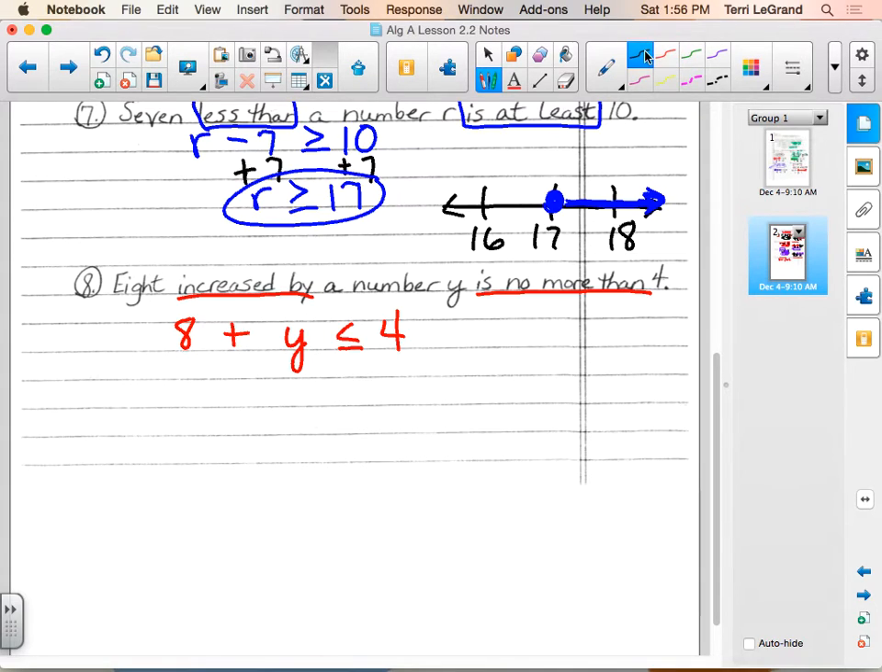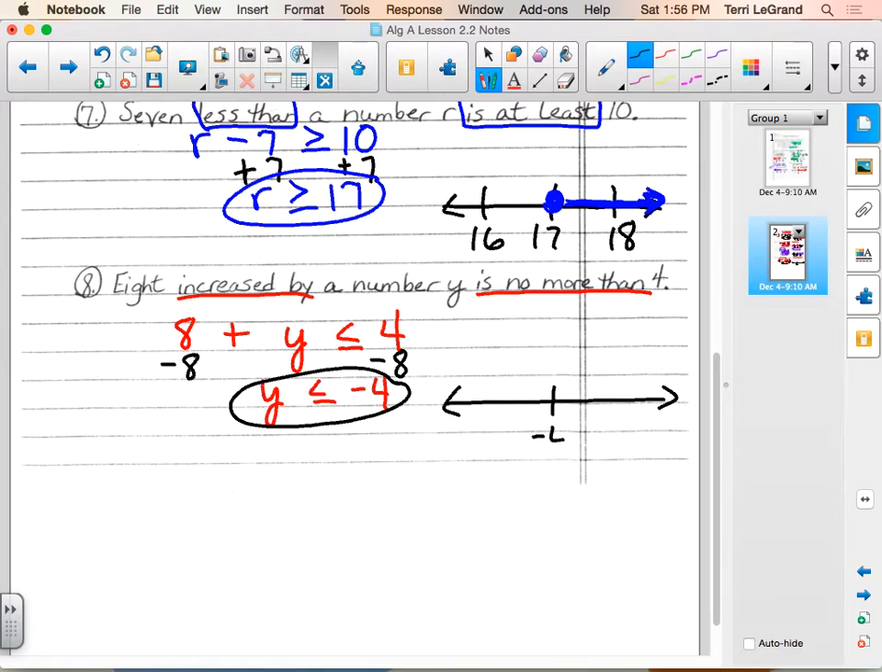Okay, and now we could read this backwards. Instead of 8 plus y, we could say it's y plus 8. So we need to subtract 8 because 8 is being added to the y. And we have y is less than or equal to 4 take away 8. That would be negative 4. It's 4 above 0, the temperature drops 8 degrees, it's now 4 below. Okay, there's our algebraic representation of the solution.